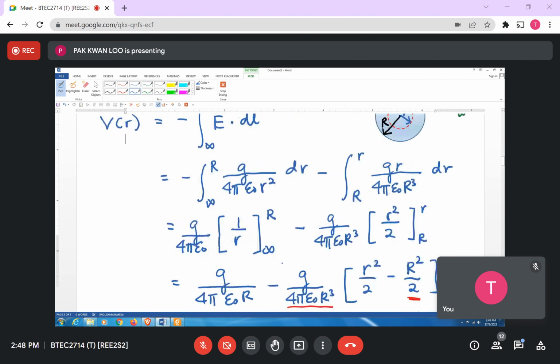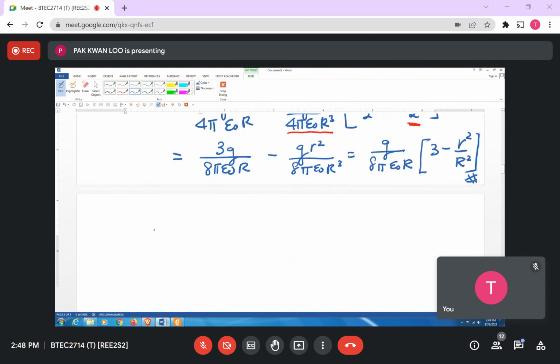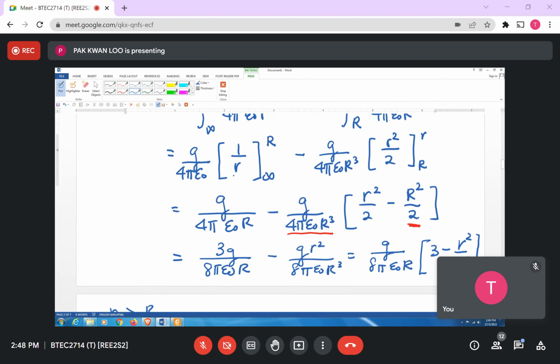And okay, so what about outside? For the region outside now, I mean, we have actually evaluated this part here.